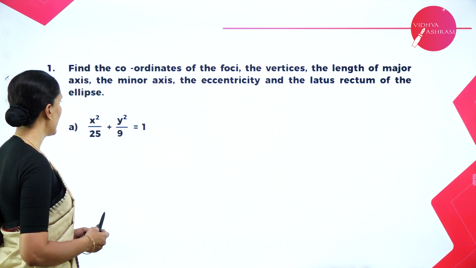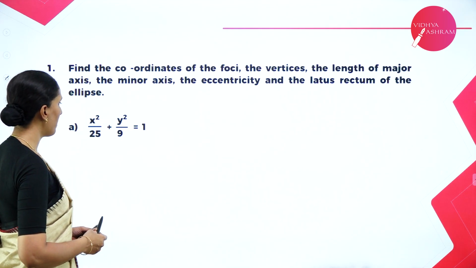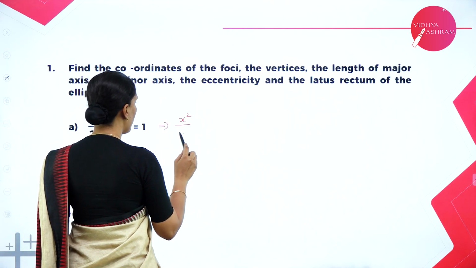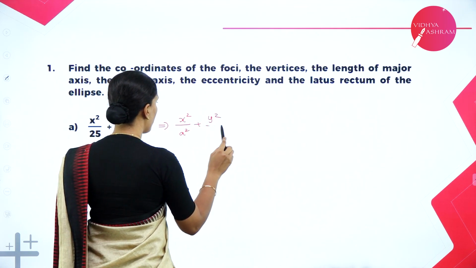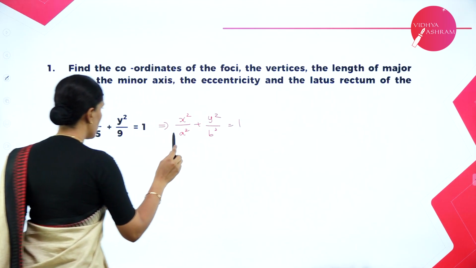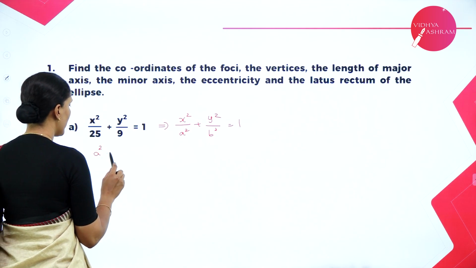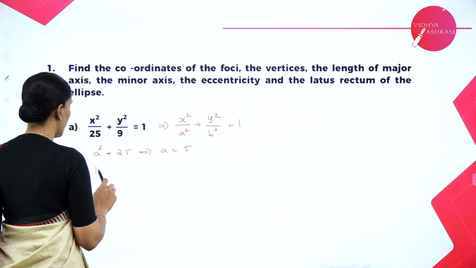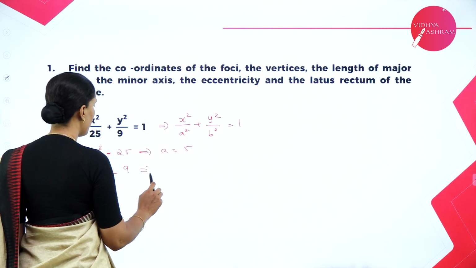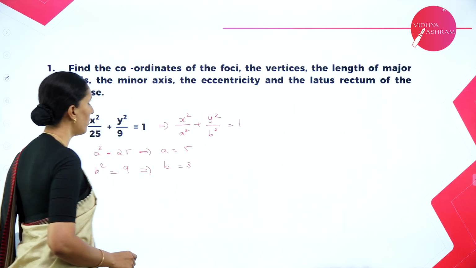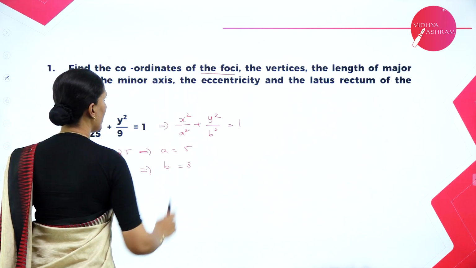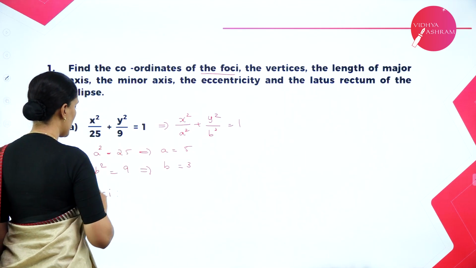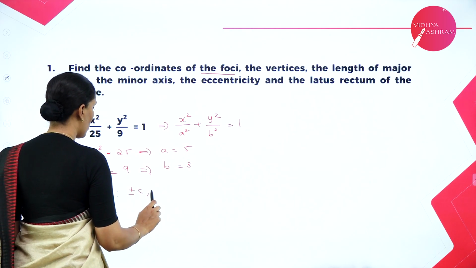So the first question is x square by 25 plus y square by 9 is equal to 1. This is a standard equation of the form x square by a square plus y square by b square is equal to 1. So from this we have a square is equal to 25, that implies a is equal to 5. b square is equal to 9, that implies b is equal to 3. Now first we are supposed to find the coordinates of foci. So foci for this type of ellipse is plus or minus c, 0.